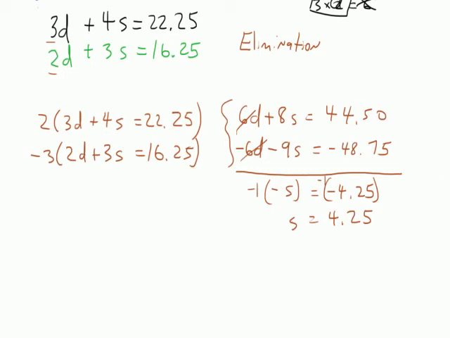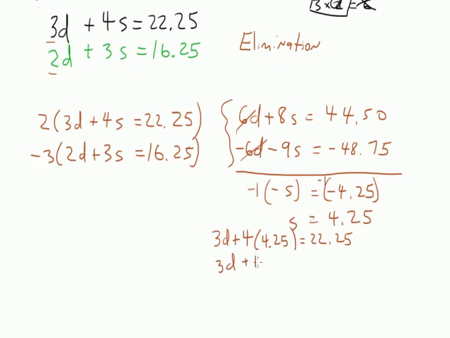I know what the value of S is. Now I need to pick one of the 2 equations to plug S back into to give me D. They look about the same here, so I'm going to pick the first one. So that should be something along the lines of 3D plus 4 times 4.25 equals 22.25.